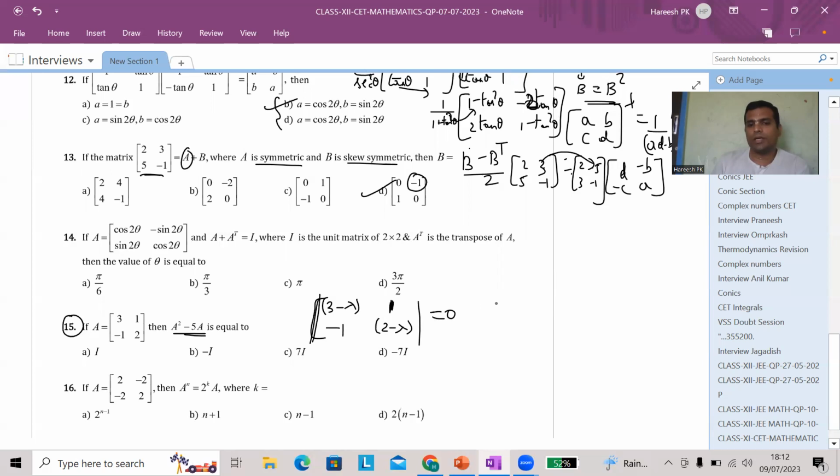So you'll end up getting lambda square minus 5 lambda plus 7 equal to 0. And replace lambda with A. So you'll get A square minus 5A plus 7I equal to 0. Or A square minus 5A is simply minus 7I, which is option D.